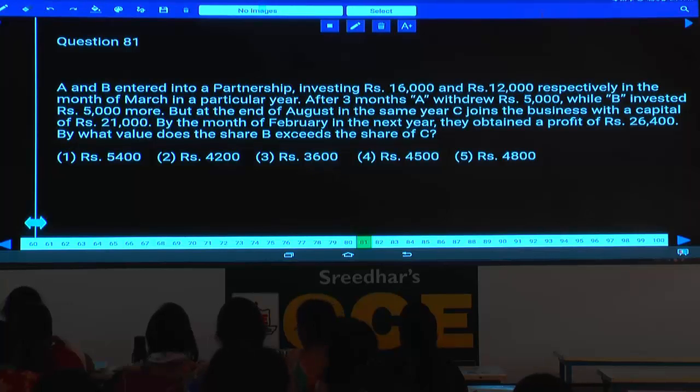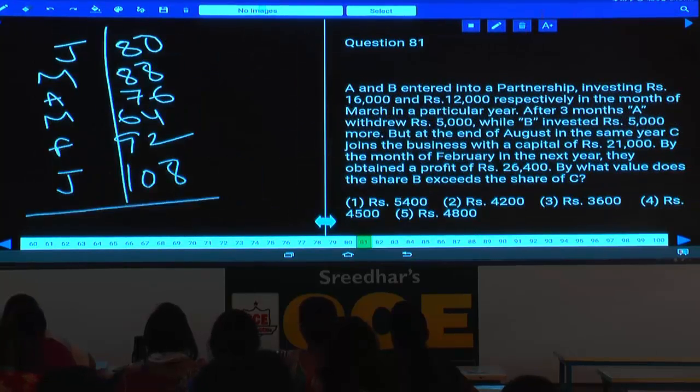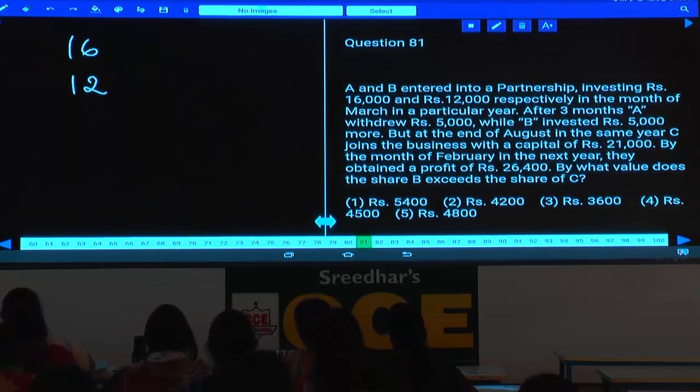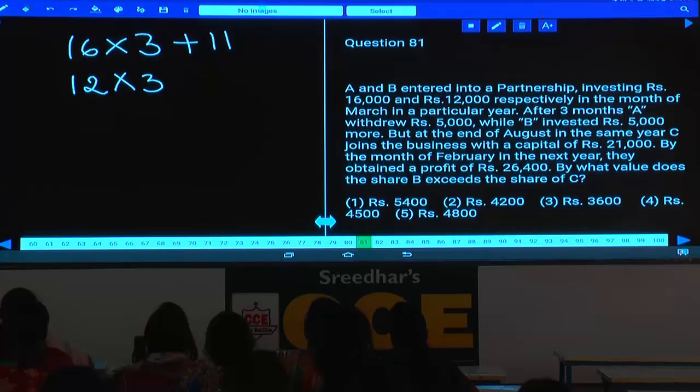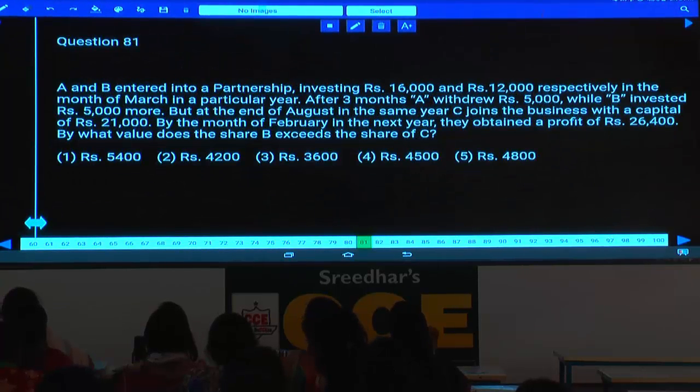A and B entered into partnership investing 16,000 and 12,000 in the month of March in a particular year. After 3 months, A withdraws 5,000 while B invested 5,000. So A and B started with 16,000 and 12,000, invested for how many months? 3 months. After that, A withdraws 5,000. That means 11,000 will be there. And B invested 5,000 more. That means 17. They started in the month of March.